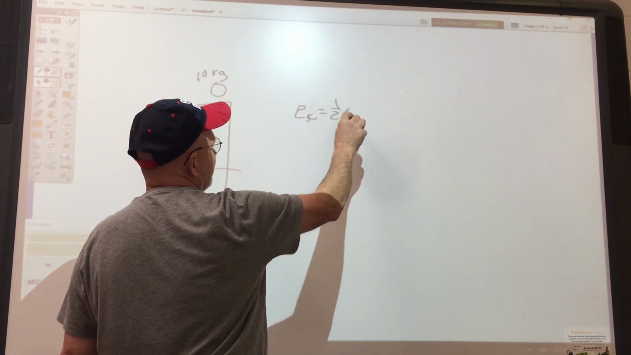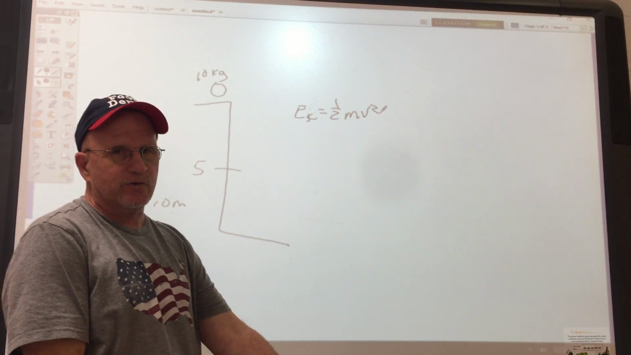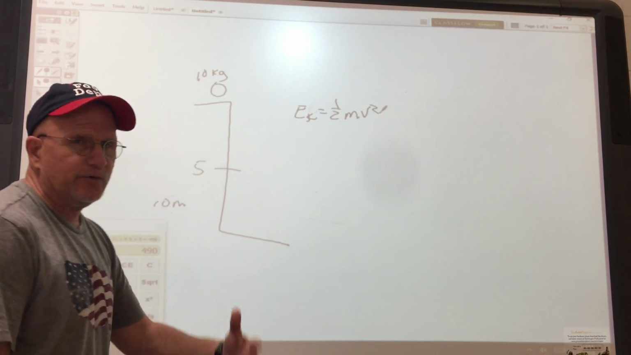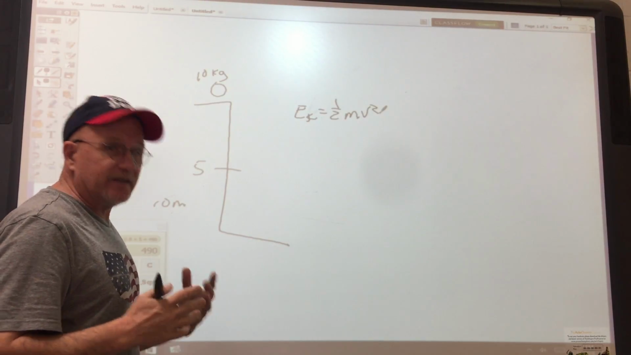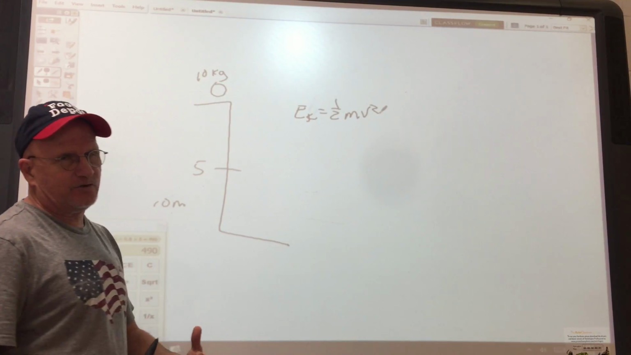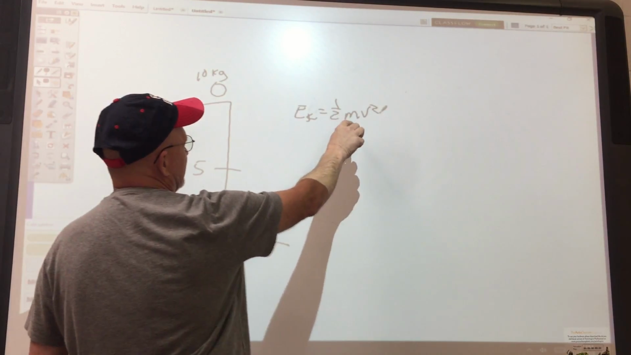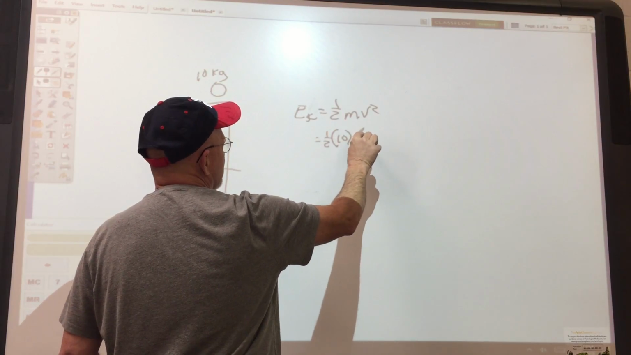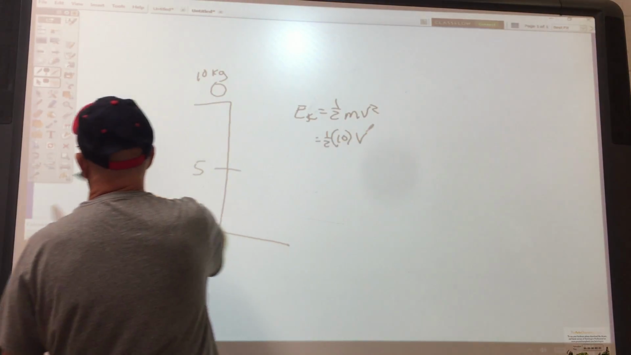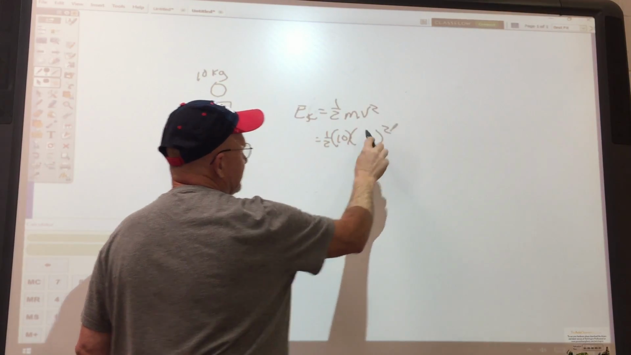Kinetic energy is 1/2 mv squared. Now I know I've already found it. I know it's 490 joules, but I want to prove that it's 490 joules by finding the kinetic energy using the kinetic energy formula instead of the mechanical energy formula. So the kinetic energy is equal to half, the mass is 10, but I don't know the velocity right here. I want to find the number that I need to square.